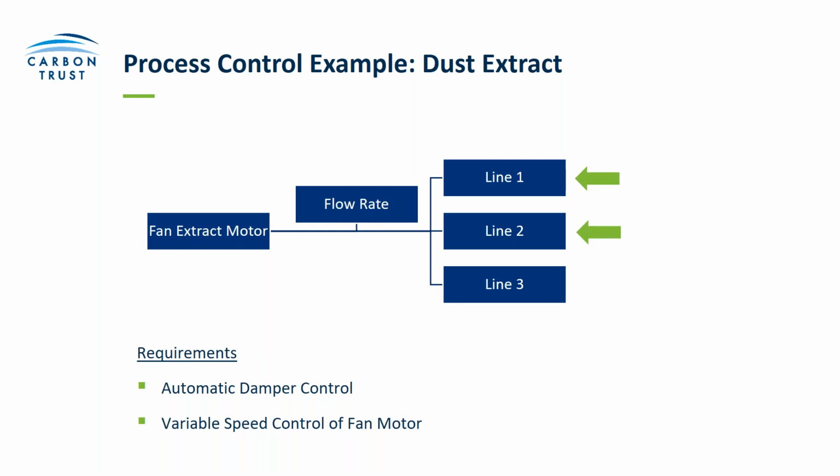And as additional lines come on, the fan extract motor will up the speed and up the amount of extract being provided. To do that, you'll need to have automatic damper control to make sure that the lines not being used are switched off when not required, and also obviously to have the variable speed drive control of the fan motor as well.